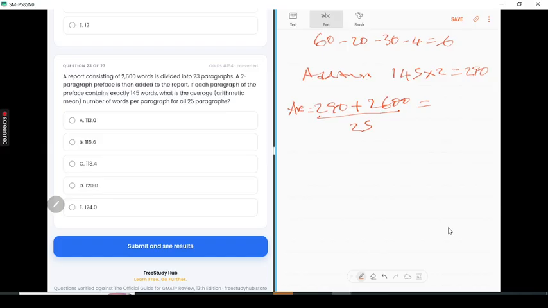290 is what? Is it network that is causing this? 0.6. Okay.